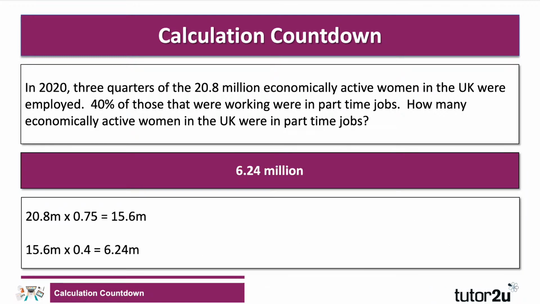The answer is 6.24 million. Quite a few of you got that, which is great. 3/4 of 20.8 million is 15.6, and then you multiply that by 0.4 to get the figure for 40% of that number, which comes to 6.24 million.